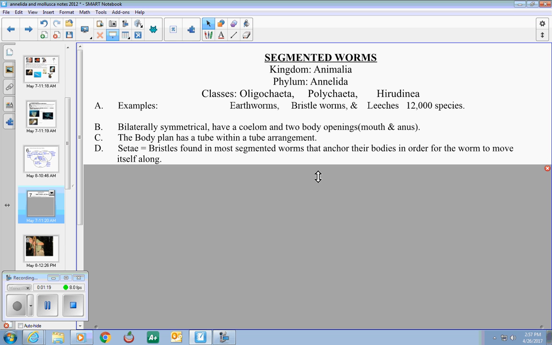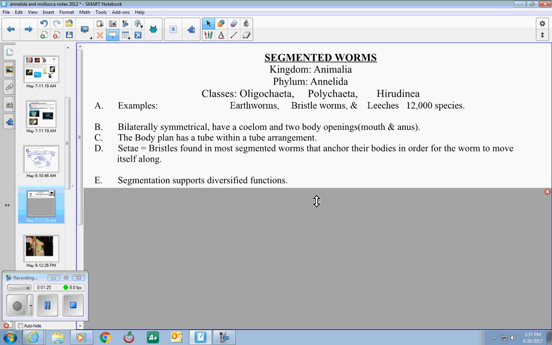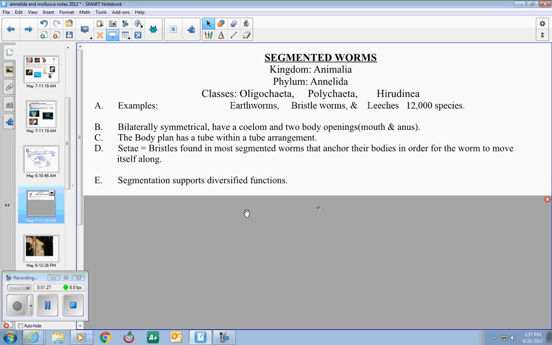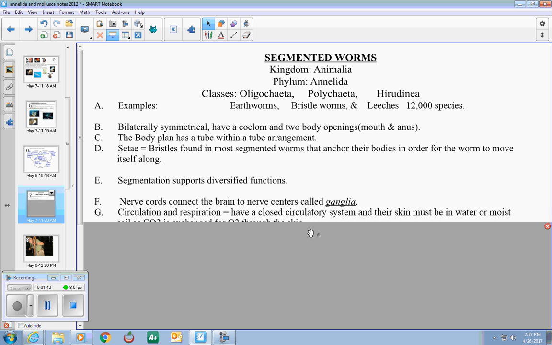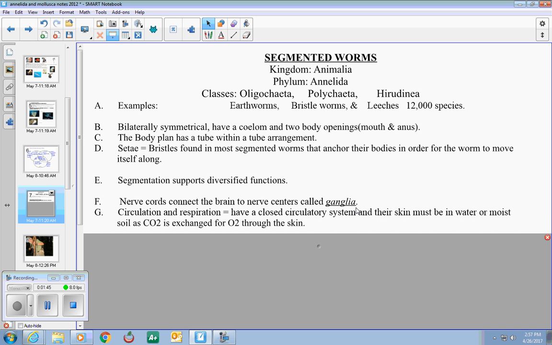The setae are bristles that are found in most of the segmented worms. It helps them to move around. They have segmentation, which means that now all of a sudden they can be specialized. So one segment can be for reproduction, one segment can be with their hearts and circulatory system, etc. They have a simple brain, or ganglia, which is where all the nerves connect. We saw this before. It's just a little more evolved. When we dissect the earthworm, you will actually see the two little dots that are the brain.